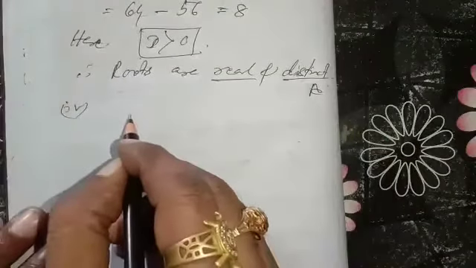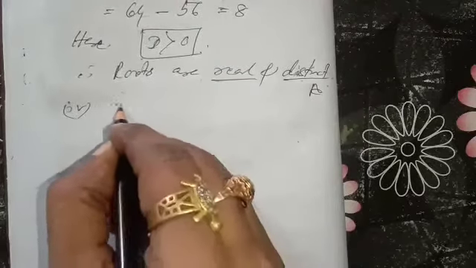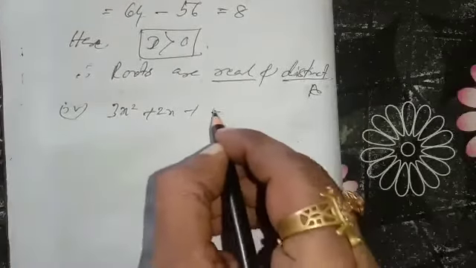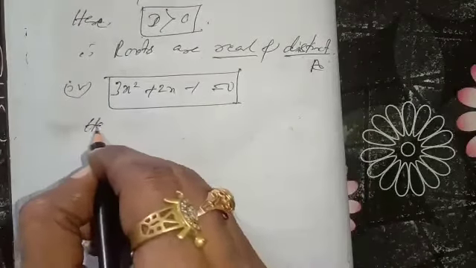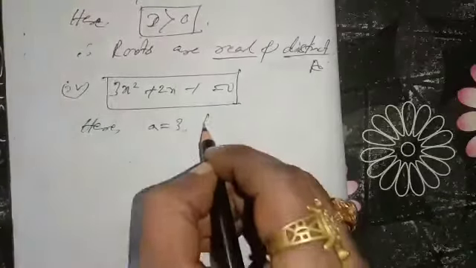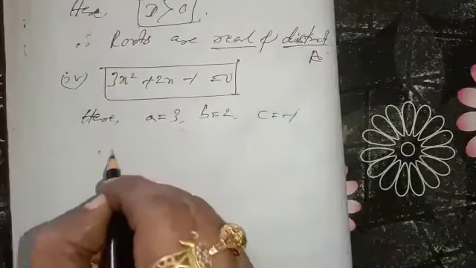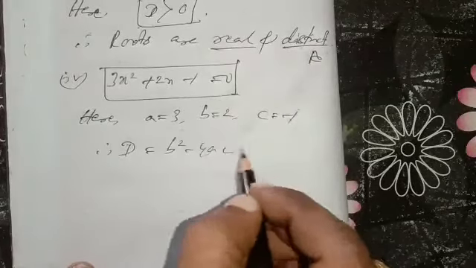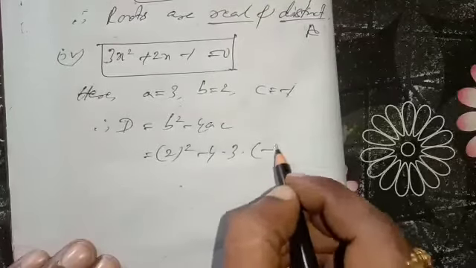Next, number fourth part. Fourth part question given 3x square plus 2x minus 1 equal to 0. So first of all you find what is A. In this question A is 3, B is 2, C equal to minus 1. After finding the value of A, B, C, then find discriminant, that is D. D stands for discriminant, that is B square minus 4AC. B means 2 whole square minus 4AC, C means here minus 1.